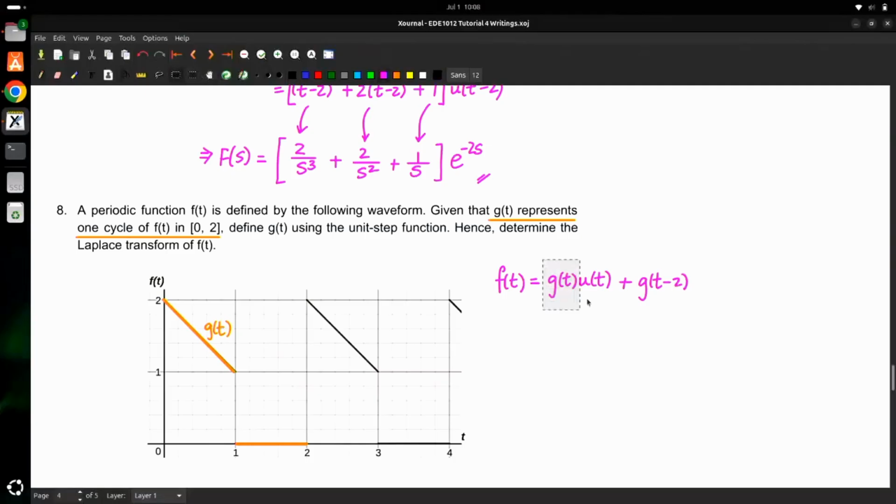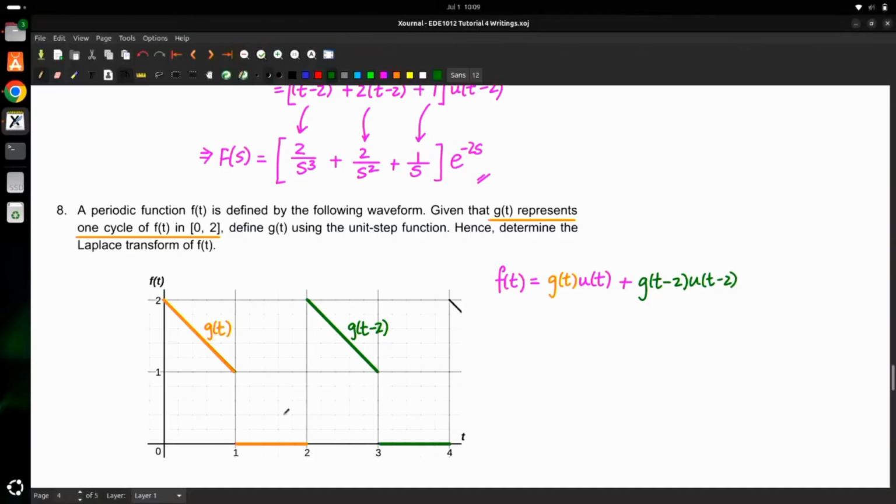Hold on, I have to make it super clear. Why is this g of t minus 2? Because you shifted to the right by 2, so this is just g of t minus 2. Isn't it? You shift right by 2. So if you understand this, then obviously you got to turn on the function at t minus 2. Can you see? Okay?